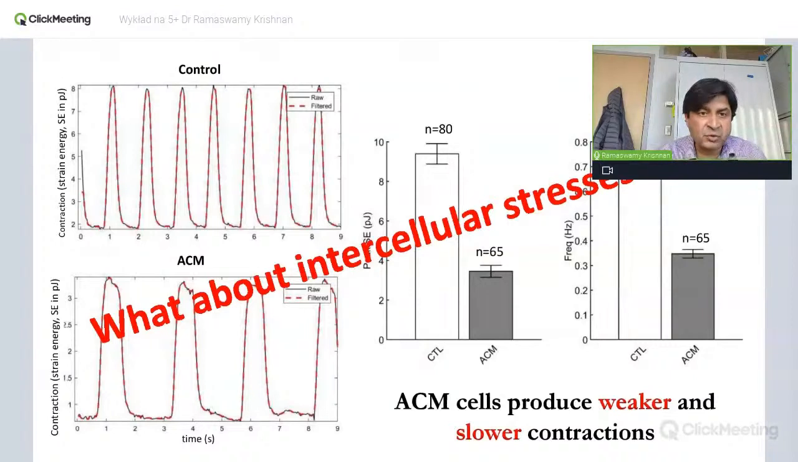I'm showing you on the left representative contractile force maps over 10 seconds, and on the y-axis is the contractile forces that they generate. These are two representative maps, and here are averages over many different cells and many different dishes. What we learned was that on average, these disease cells produce far weaker and slower contractions. So they beat with a smaller magnitude, and the frequency is also smaller.